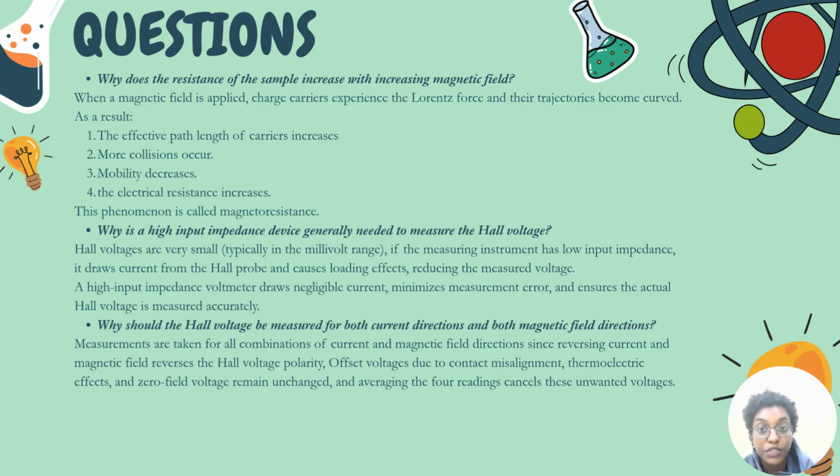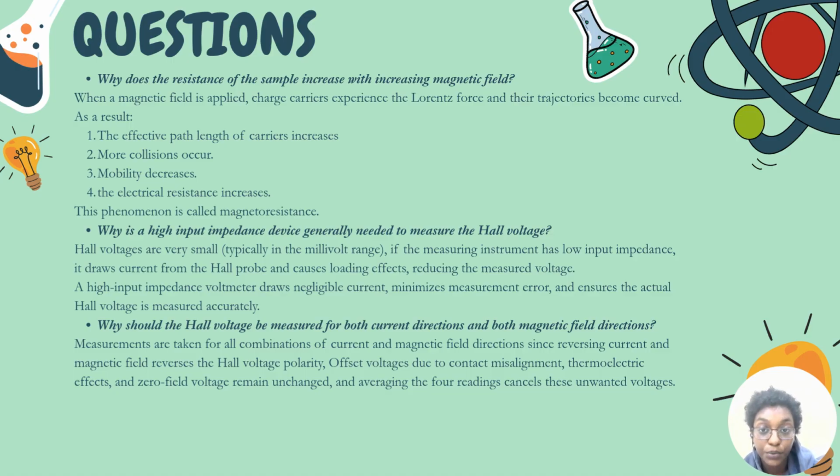Why does the resistance of the sample increase with increasing magnetic field? When a magnetic field is applied, charge carriers experience the Lorentz force and their trajectories become curved. As a result, the effective path length of carriers increases. More collisions occur, mobility decreases, consequently, the electrical resistance increases, and this phenomenon is called magnetoresistance.